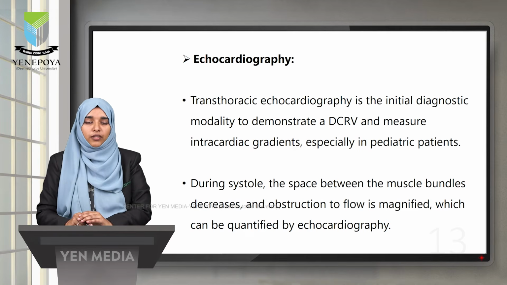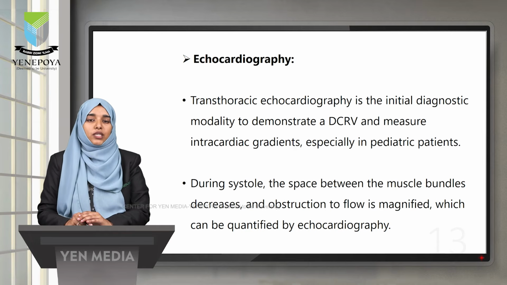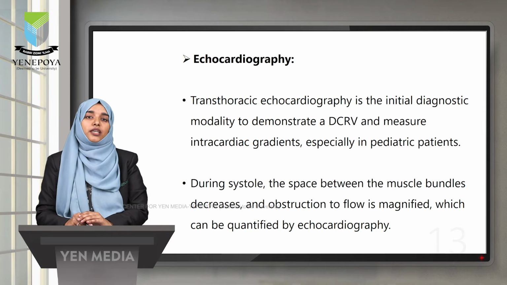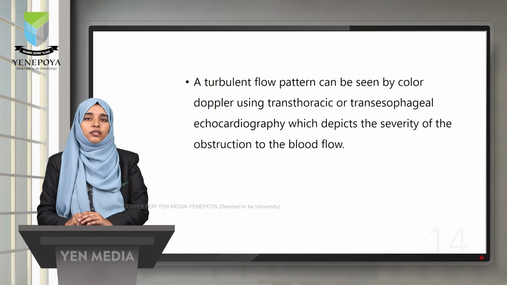Moving on to echocardiography. Transthoracic echocardiography is the initial diagnostic modality to demonstrate a DCRV and measure the intracardiac gradients, especially in pediatric patients. During systole, the space between the muscle bundles decreases and the obstruction to the flow is magnified, which can be quantified with the help of echocardiography. A turbulent flow pattern can be visualized using color Doppler in either transthoracic or transesophageal echocardiography, which depicts the severity of obstruction to the blood flow.